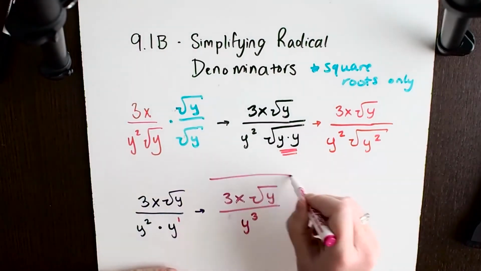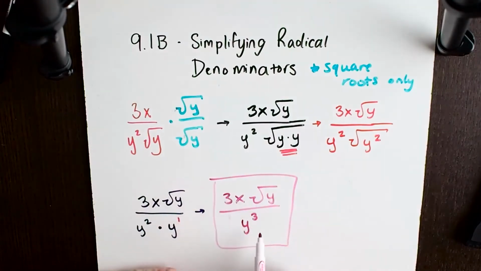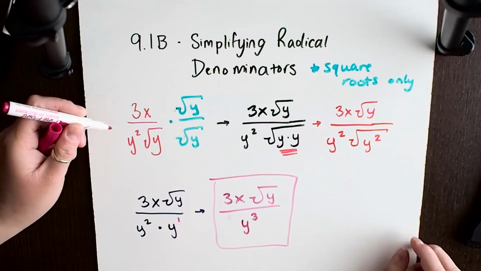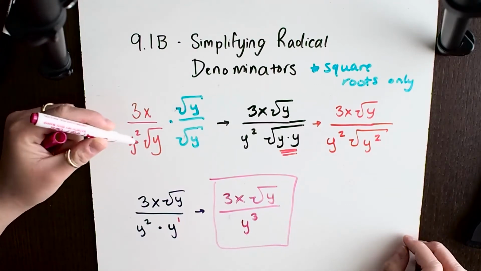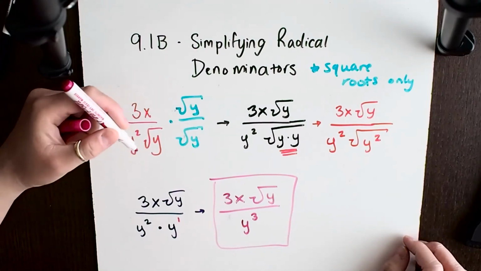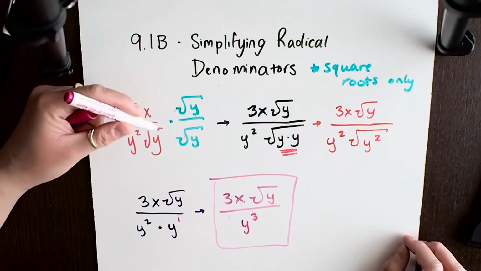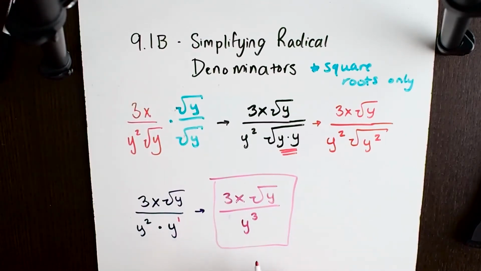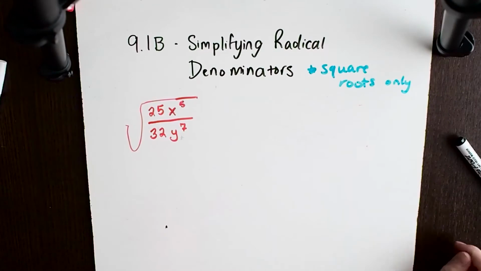It is now fully simplified because there are no radical expressions in the denominator. By multiplying the top and the bottom by whatever is in the radical expression, we removed the radical from the bottom and moved it to the top. Now it's entirely simplified.